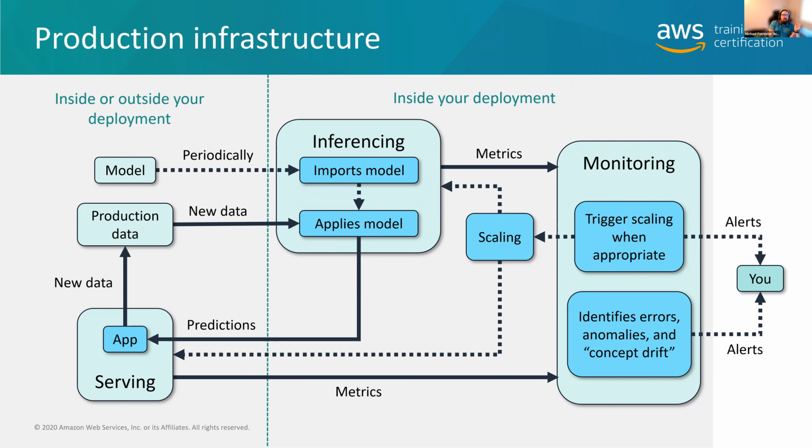By the way, what's it called when a model in production tends to slowly degrade in accuracy over time and requires retraining? What is that called? Yeah, concept drift.